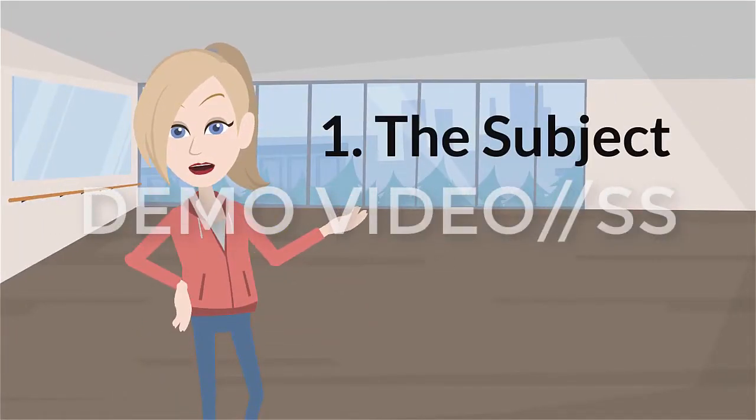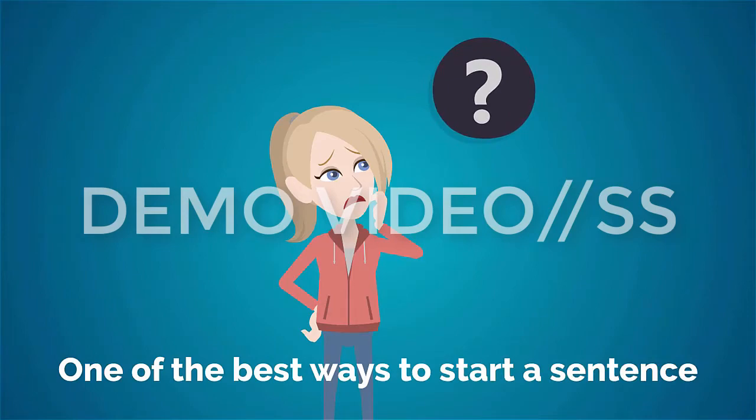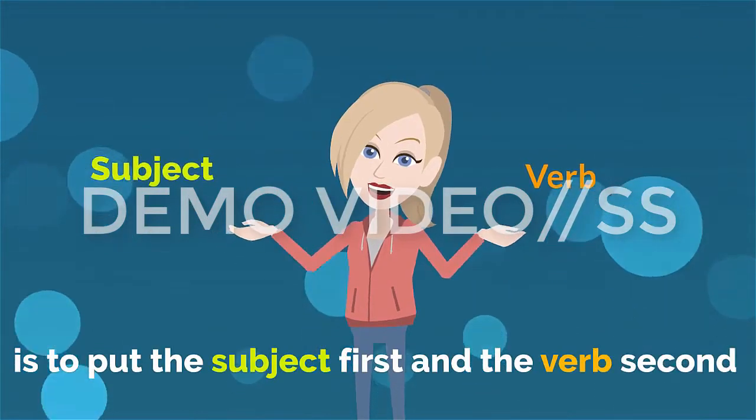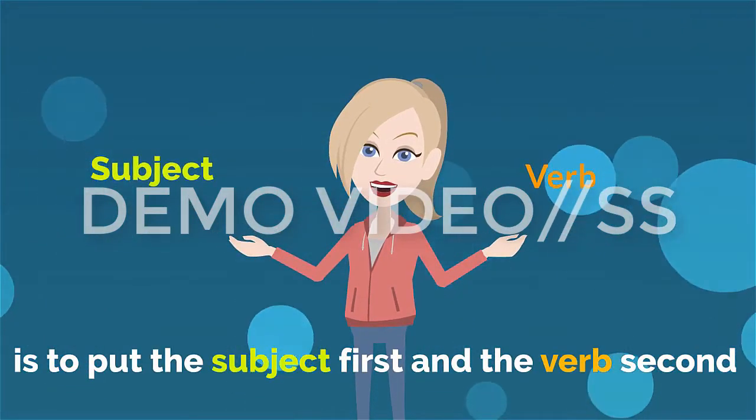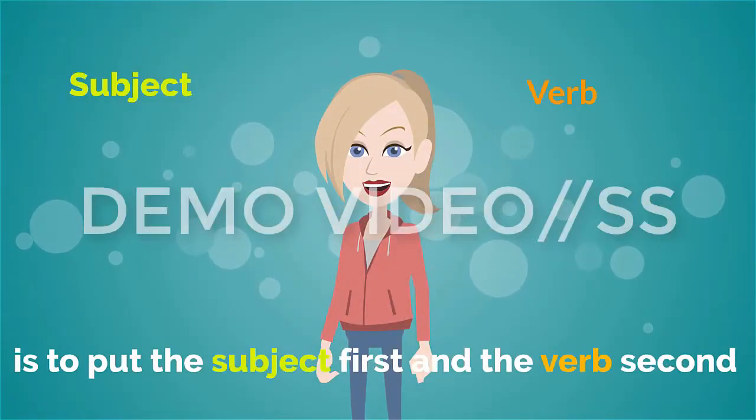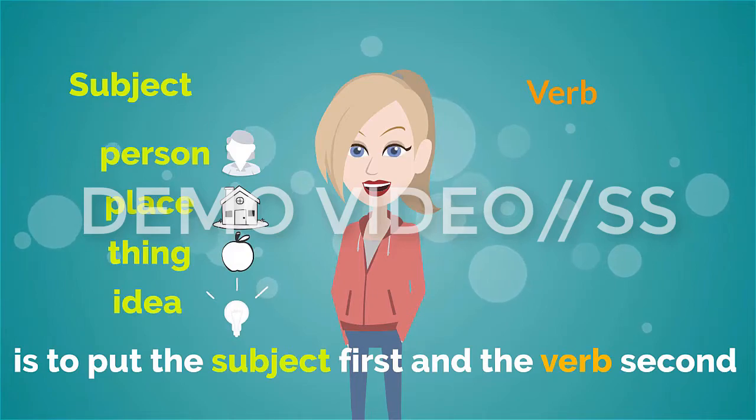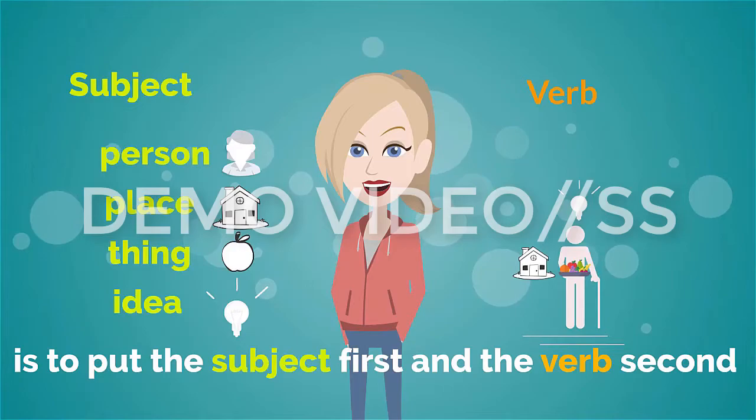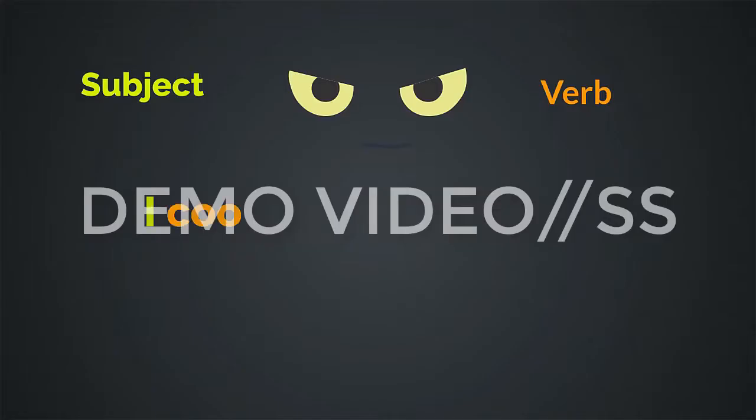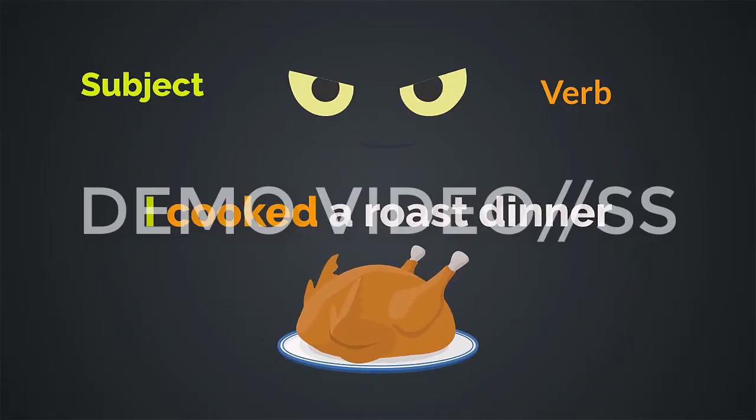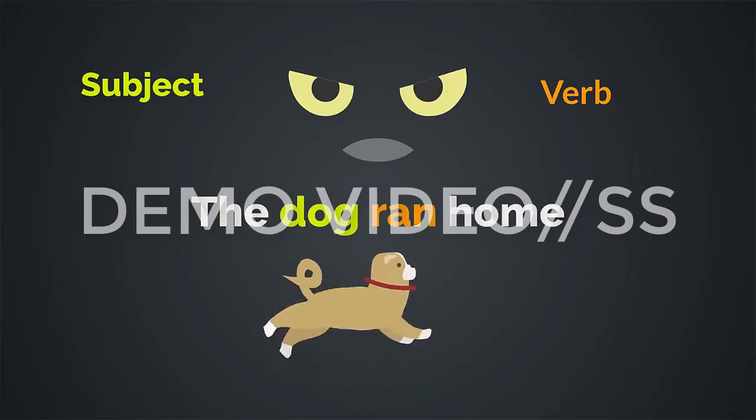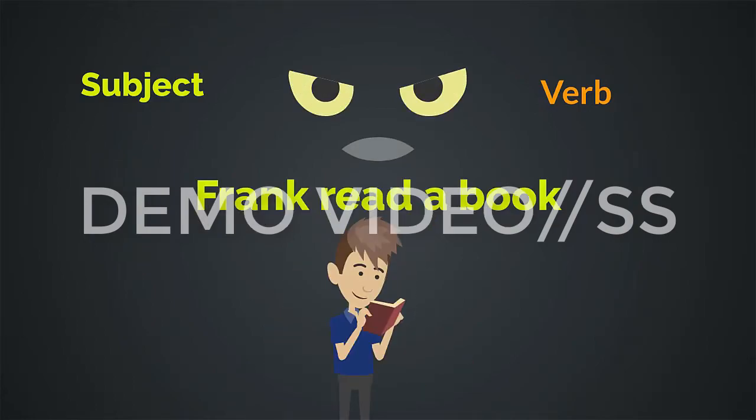1. The subject. One of the best ways to start a sentence is to put the subject first and the verb second. The subject of a sentence is the person, place, thing, or idea. It has to be followed by a verb, a word that tells you what the subject is doing. I cooked a roast dinner. The dog ran home. Frank read a book.